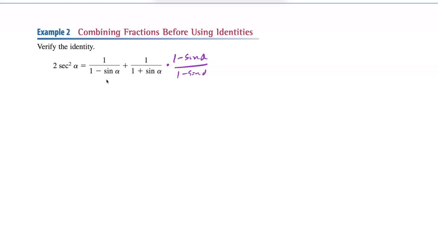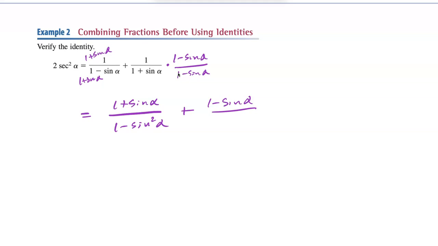That's an alpha there, Greek letter. And I'm going to multiply this guy by 1 plus sine alpha. Whatever you do at the top, you have to do to the bottom. So over here, we're going to get 1 plus sine alpha over, if you multiply these two, you could figure it out, it's a difference of 2 squares, so you're going to get 1 minus sine squared alpha. And then up here, you're going to get 1 minus sine alpha over 1 minus sine squared alpha. Same idea, difference of 2 squares.